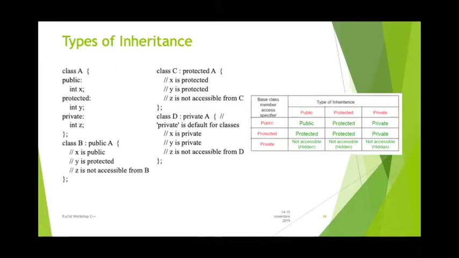For D, it's private inheritance from A. It means we are inheriting class D from class A in a private mode. So every data member which is public or protected in class A works as private, but Z is not accessible by D because it's private in A. So you have to be sure about that. Here is a table about inheritance showing how these things work. It's just a table representation.